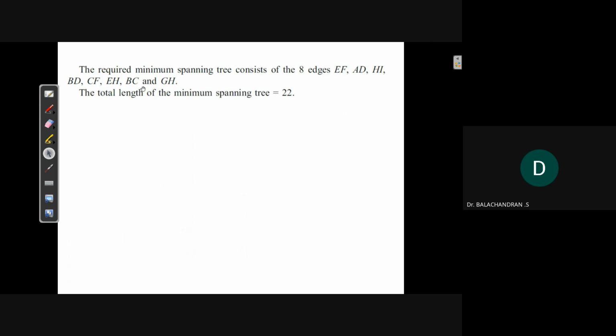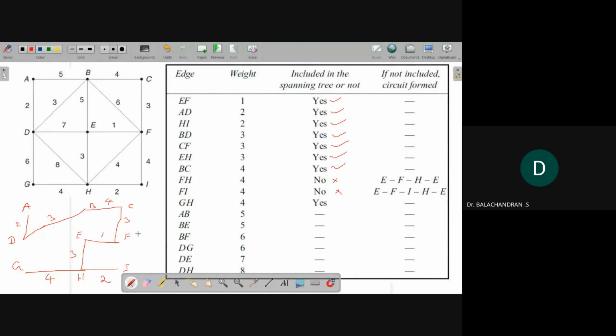And what are the edges? You should list out those edges and write the total length of the minimum spanning tree. So these two are important, and the diagram is important. And at each stage you should draw a diagram. Okay, that is most important.